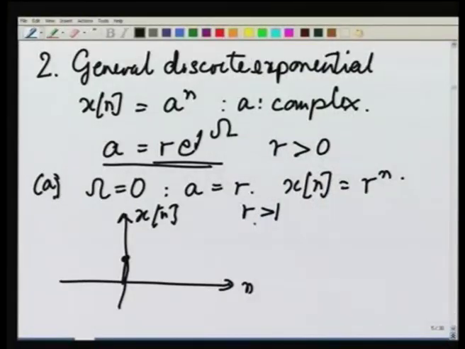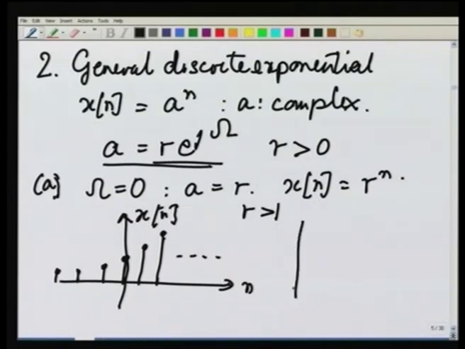Coming back here, when r is greater than 1, what we get is a growing exponential towards the right. This would grow higher and higher as we go to the right, and towards the left it would get smaller and smaller and still smaller. This is for the case of r greater than 1.